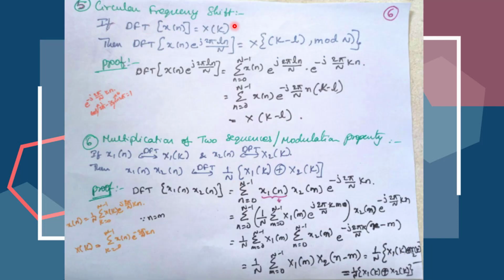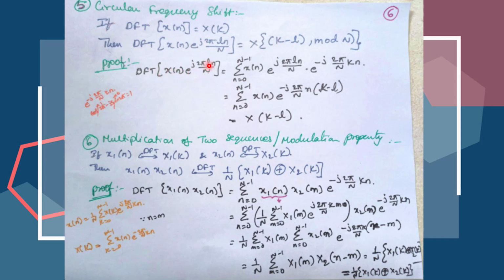Next, circular frequency shift. Let us take the discrete Fourier transform of x of n is x of k. Then DFT of x of n e power j 2 pi ln by n can be written as x of k minus l modulus of n. Take the left hand side. Let us prove this equation.